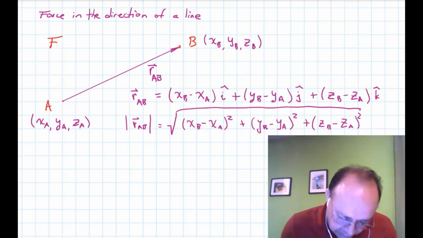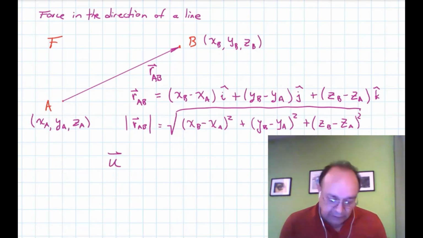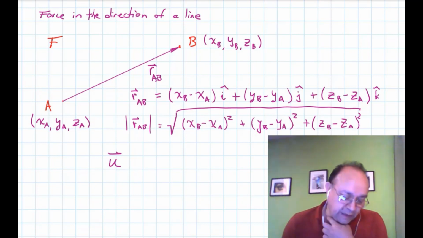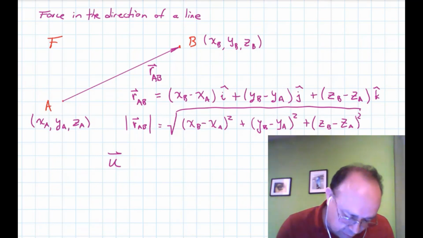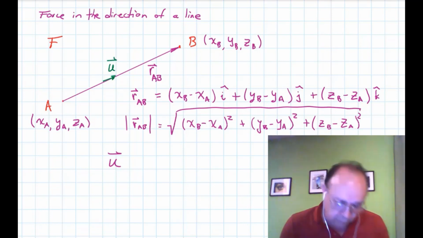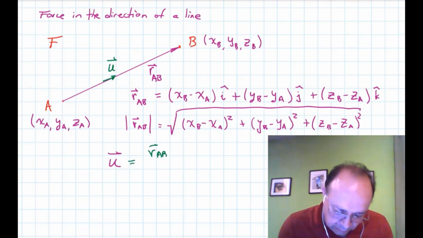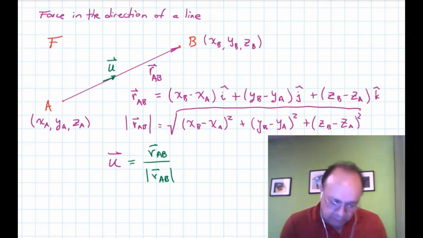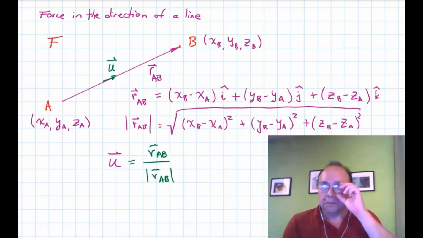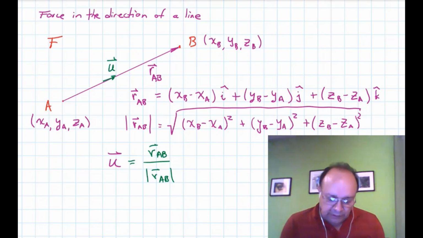The unit vector in the direction of the position vector, which is in the direction of RAB, let me put it here in green. So it will be a vector in this direction. It will be a vector u, magnitude 1. Then that will be given by dividing the vector RAB by the magnitude of the vector RAB. This is magnitude 1, and this is the vector that defines the direction of the force.